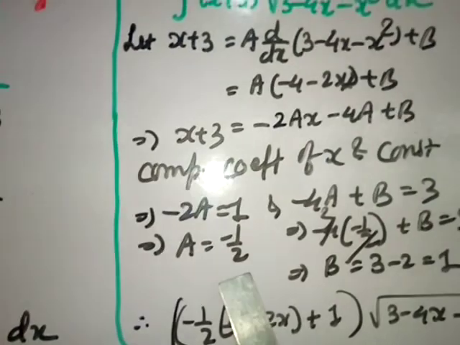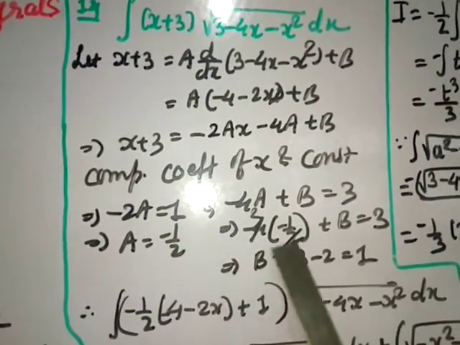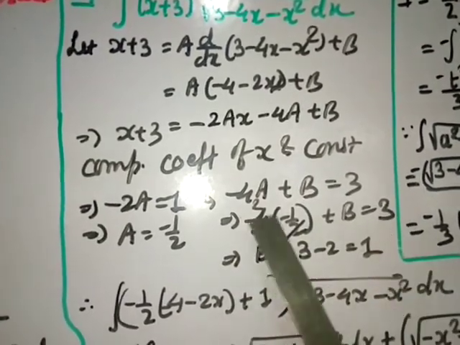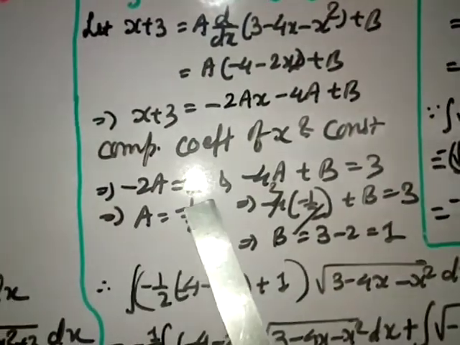So a value is minus 1 by 2. Now put here a value minus 1 by 2, here 4, here 2, cut by 2. So you get 2. But minus a, minus plus 2, and here plus b plus equal to 3. Plus 2 transfer, minus 2, 3 minus 2 gives you 1. So b value is 1, a value is minus 1 by 2.